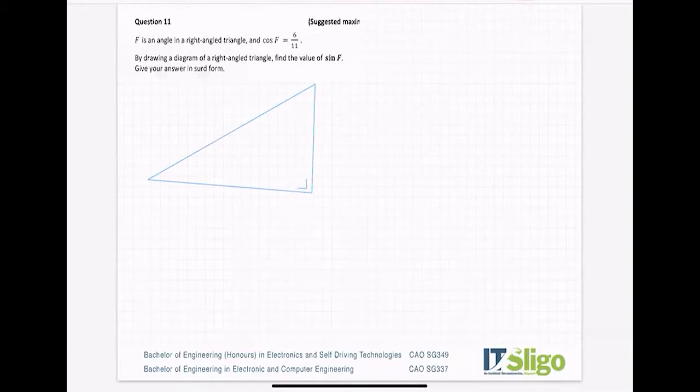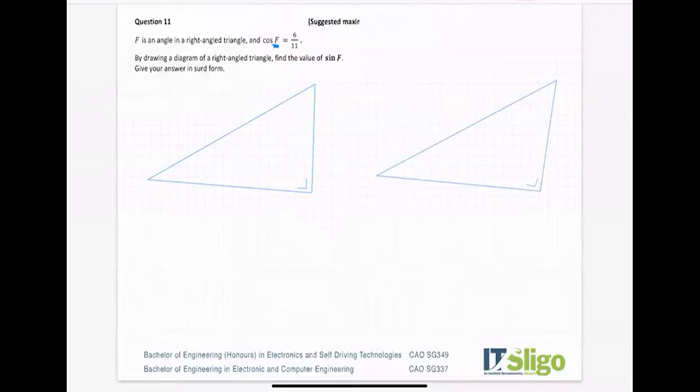Okay, so a couple of things. I need to put in cos f equals 6/11, so that means I have an angle f somewhere. You can't put your angle f here because that's the right angle, so f can be here or here. It doesn't matter which of the two you choose, because we will label our sides opposite and hypotenuse with respect to that angle f. Maybe I'll do two triangles so you can see which way you go.